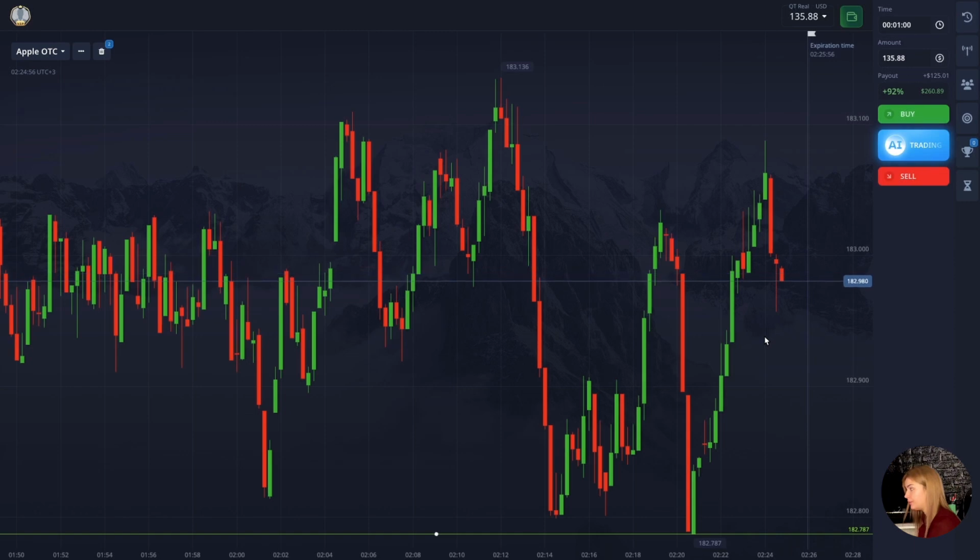On the chart, we again see an impulsive correction with large impulsive red candles. Such behavior against the background of a sharp trend reversal is highly likely to indicate a subsequent rebound. I suggest to open a deal for 1 minute to buy.